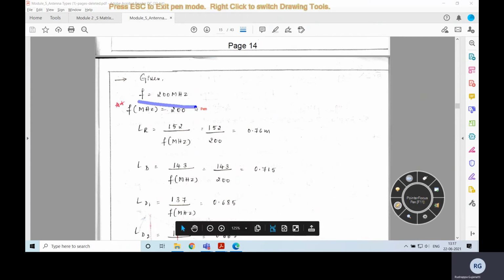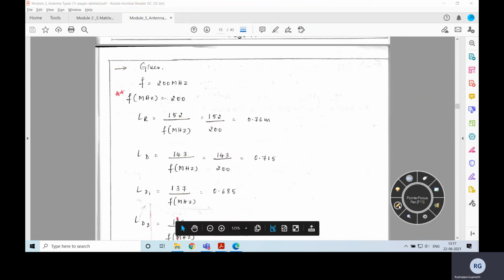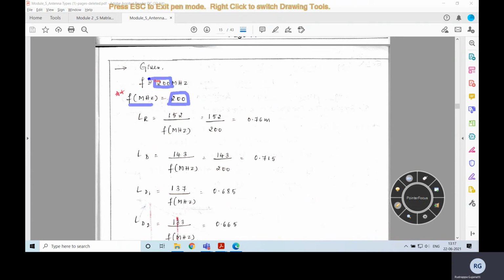The frequency is mentioned as 200 megahertz, so f in megahertz is 200. That is the value you have to consider, and it is already represented in megahertz, so we just use the value here.